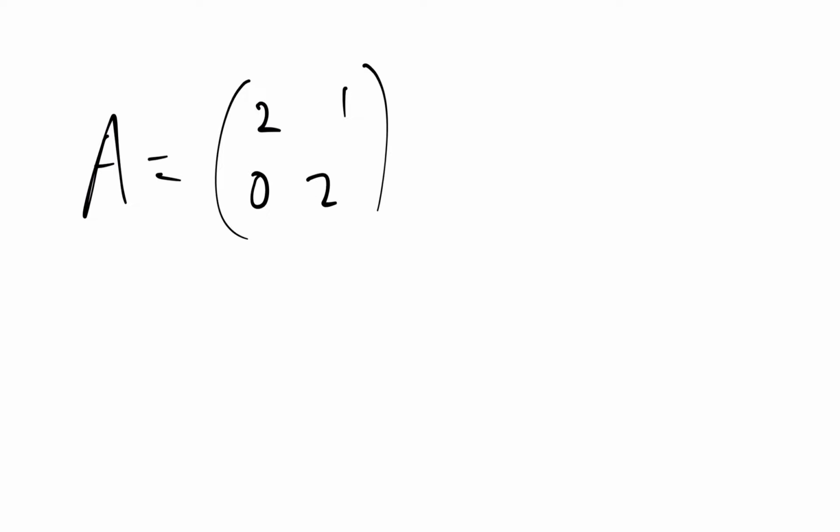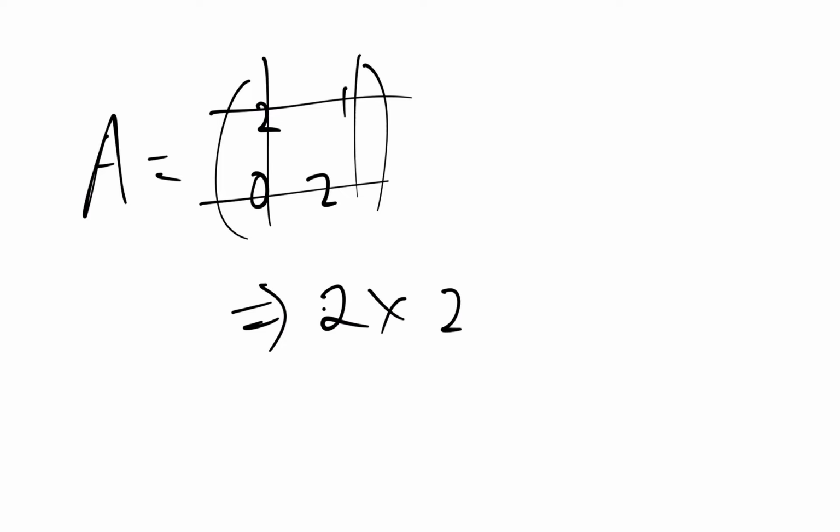Before I dwell on that one, let me recall from what we have already talked about. Okay, we said this is a matrix, and we said its order is 2 by 2. We calculated the number of rows: 0, 1, 2 rows, then the number of columns: 1, 2 columns. Hence we said 2 by 2.